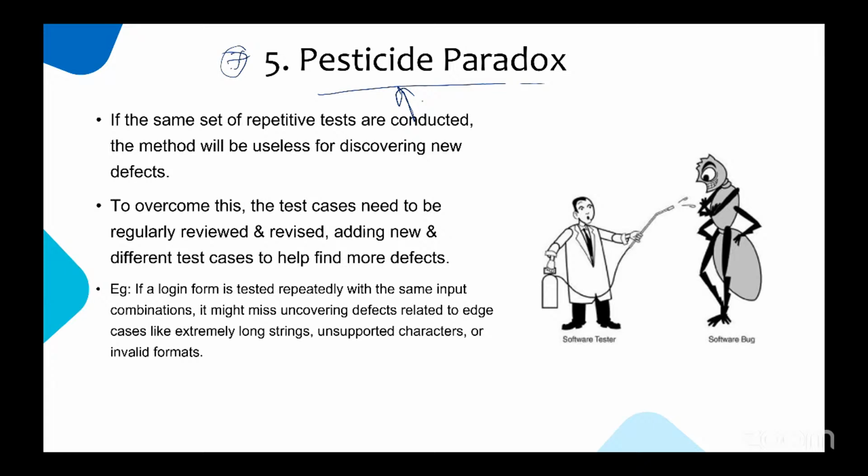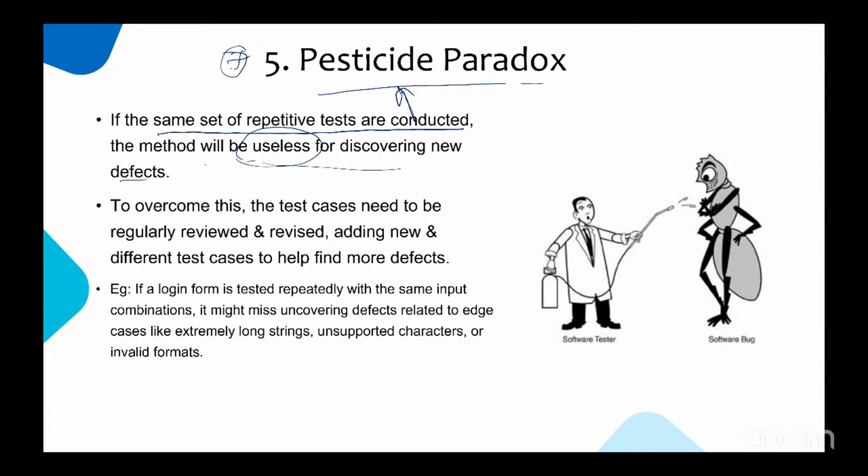The same logic applies here. If you execute the same repetitive test cases, say you create 100 test cases, or 20, 30, 40, and you execute the same thing again and again, and you're not updating according to the present trends, at one point of time it will be useless for discovering a new defect.